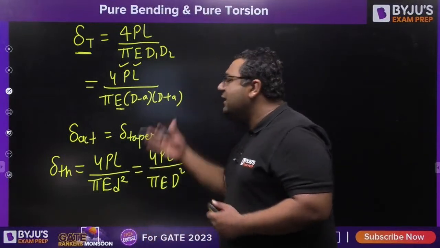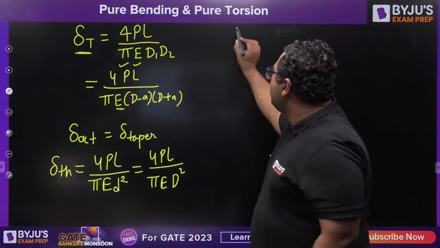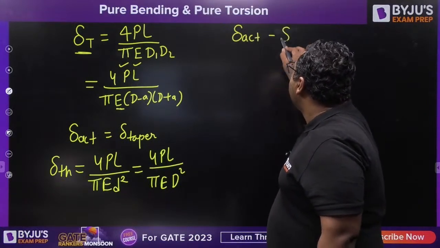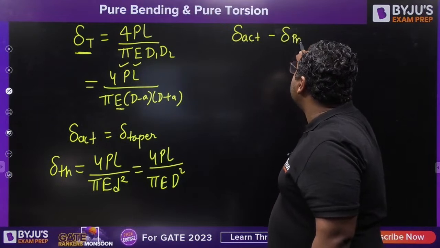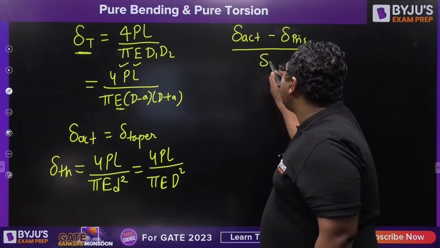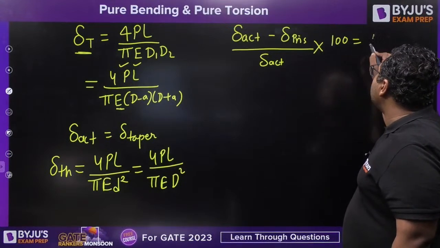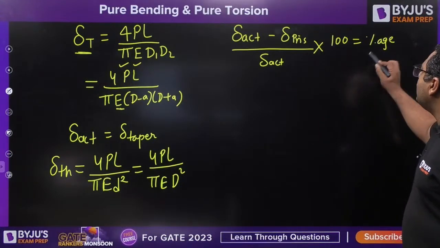So they are saying the error introduced is. The actual is the taper bar, but you are assuming it to be a prismatic bar, so the difference divided by the actual one, into 100. This will give you the percentage error.